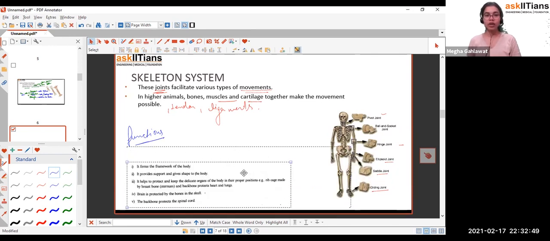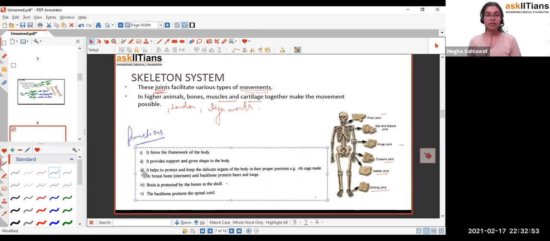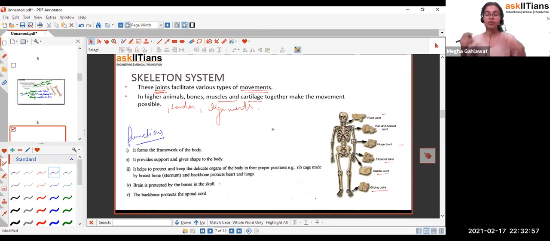So first of all, let's talk about how the skeletal system makes the framework of our body. Framework means that it basically makes the entire blueprint of our body onto which the body is based, right? We discussed this already. Then it provides support and gives shape. It also helps in protecting the delicate organs.